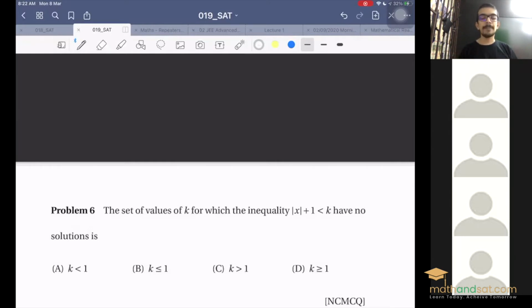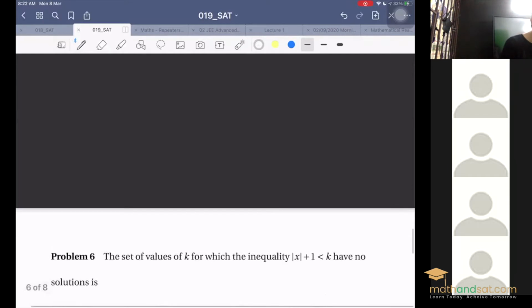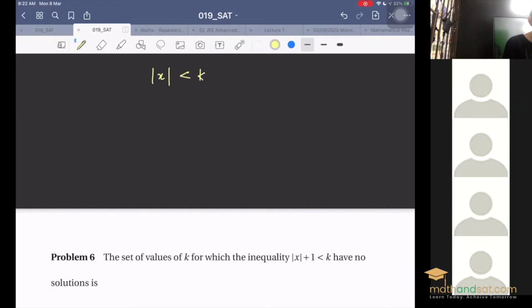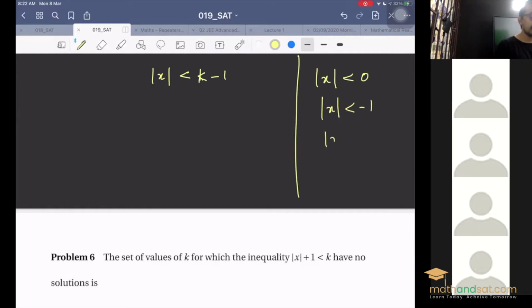So, how will that happen? First of all, let's try to isolate the absolute value sign. So, we have modulus of x is less than k minus 1. Now, you know that a modulus inequality will not have a solution if we have something like this, mod x is less than 0, or mod x is less than minus 1, mod x is less than minus 5. Why? Because mod x cannot be less than 0. Modulus of x can never be less than 0.